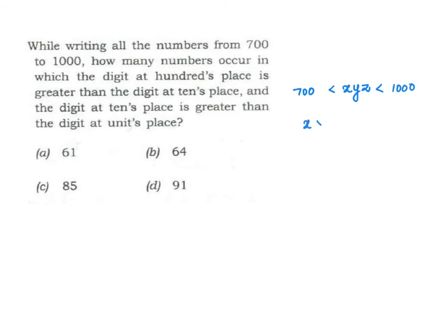And we want x should be greater than y should be greater than z. First, the value of x. Possible values of x are 7, 8, 9. So we need to fill up these two places.